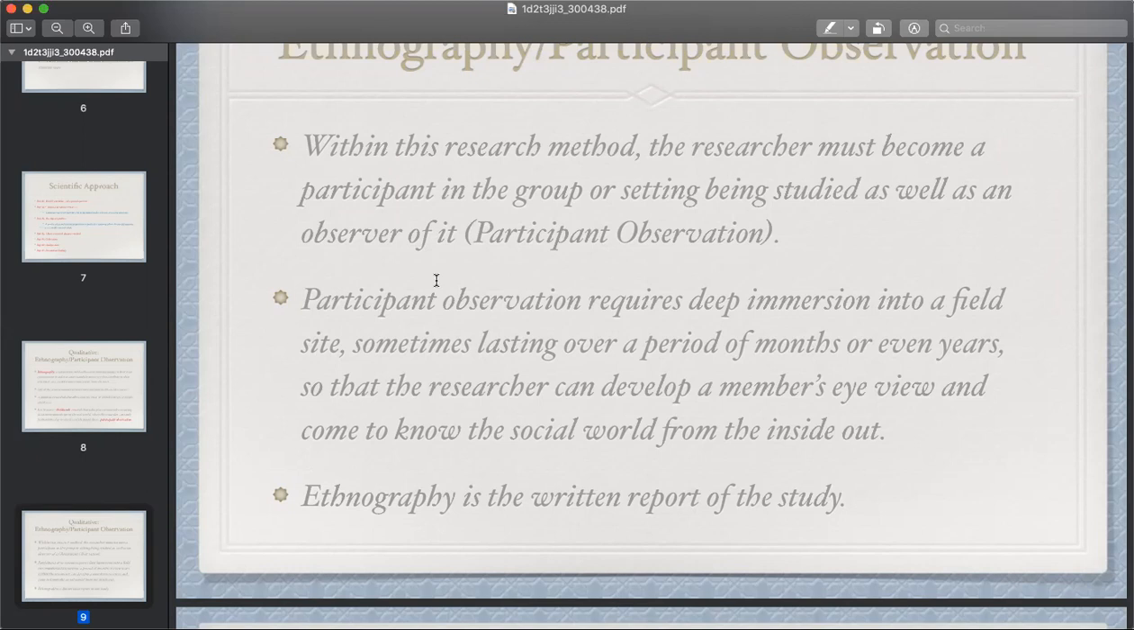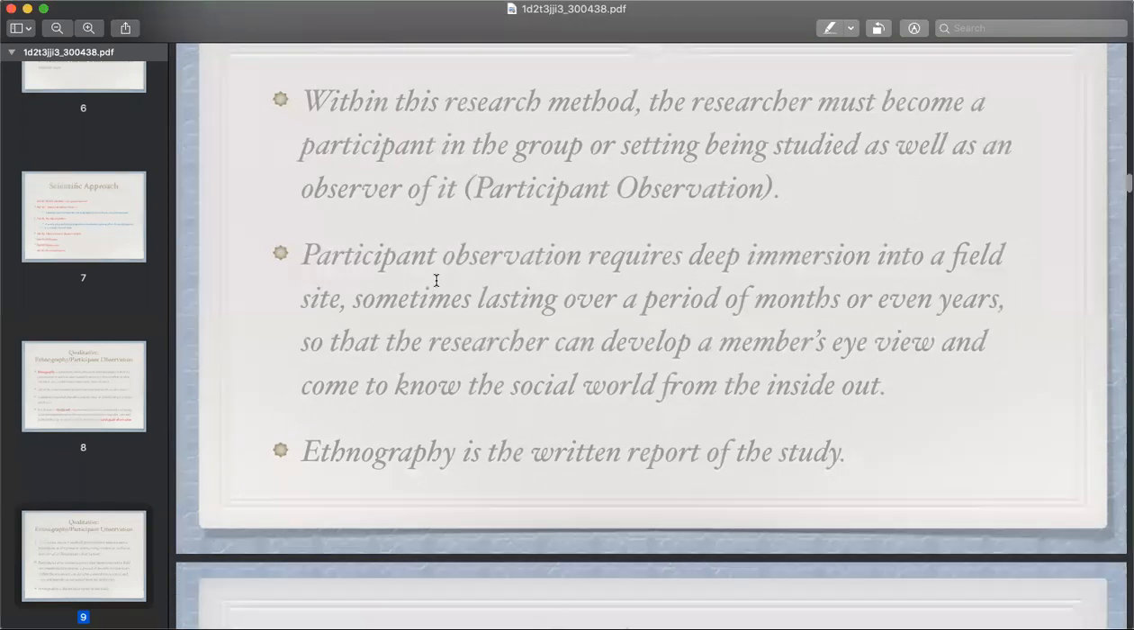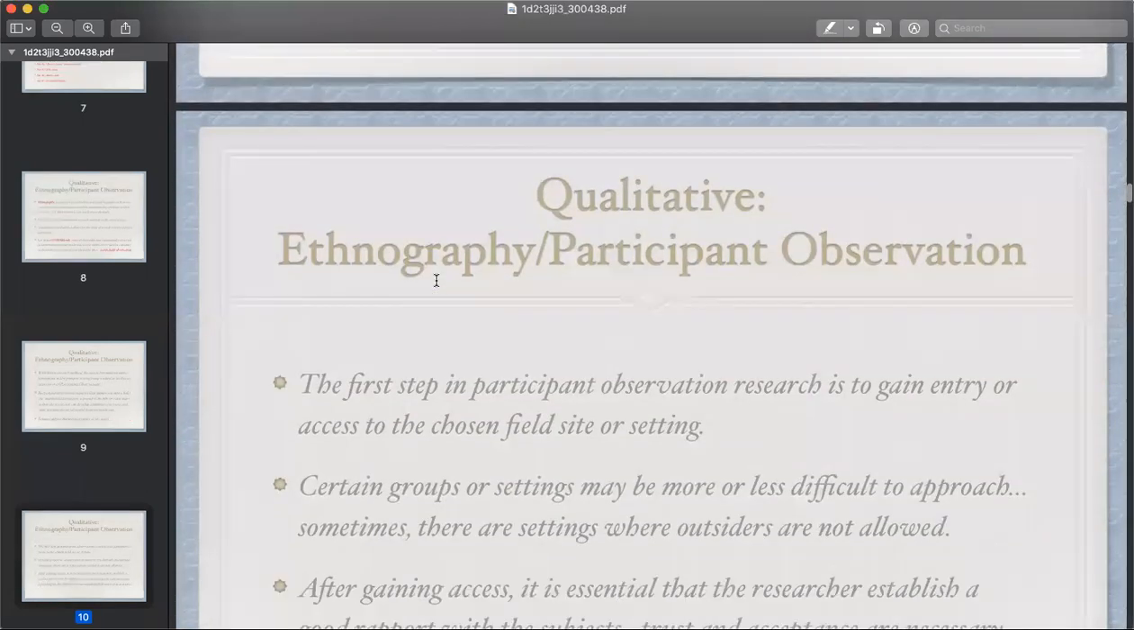So you have to be very sneaky in the way that you approach taking your field notes, because ultimately the collection of all these field notes will lead to a written report of the study, right? You're sharing the narrative of what you witnessed.